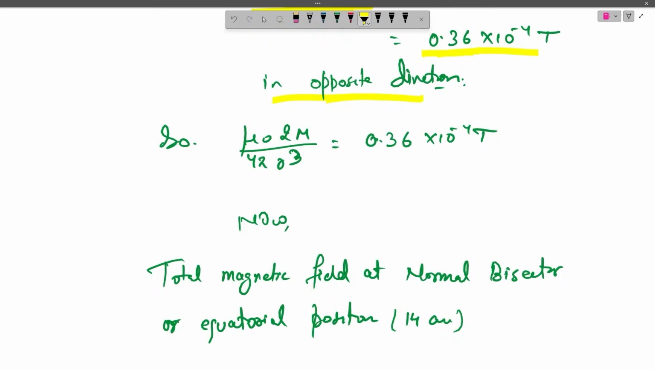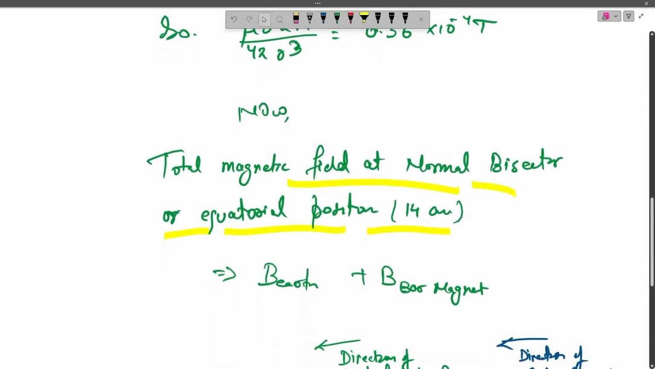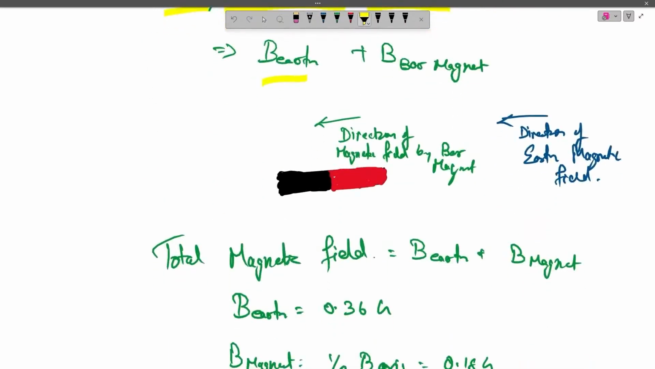Now the total magnetic field at the normal bisector, or the equatorial position, at 14 cm is given by the magnetic field due to the Earth plus the magnetic field due to the bar magnet. At the equatorial position, the direction of the magnetic field by the bar magnet will be equal to the direction of the magnetic field by the Earth, so they both will add up. Now the total magnetic field would be contributed by that of the Earth and the magnetic field by the magnet.